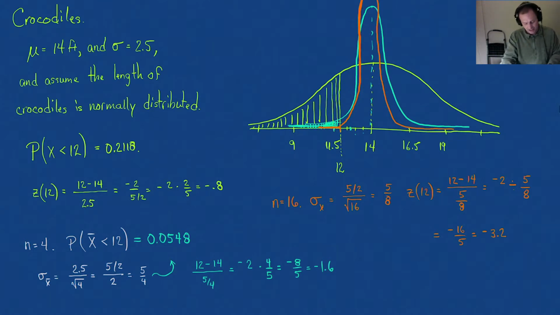It should be tiny. Let's check our calculations. So this is the probability that x bar now is less than 12. Well, if I look up negative 3.2, the answer is 0.000. I almost put 7 there, but no, there's another 0 and then a 7. And here's the question. When would that occur? Doesn't that just seem strange?